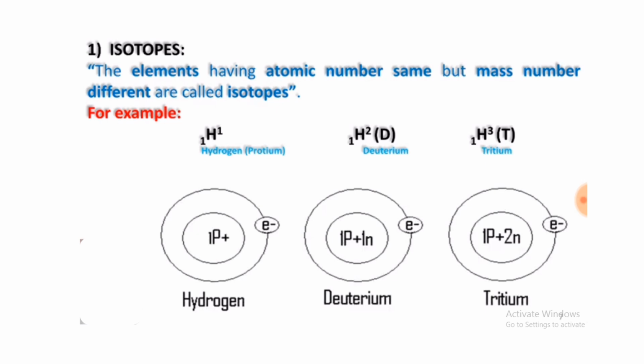See here, hydrogen, deuterium and tritium. Here the atomic number is the same for all: 1 for hydrogen, 1 for deuterium, and 1 for tritium. Whereas when you see the mass numbers, they are different. So isotopes means the elements having the same atomic number but different mass number.